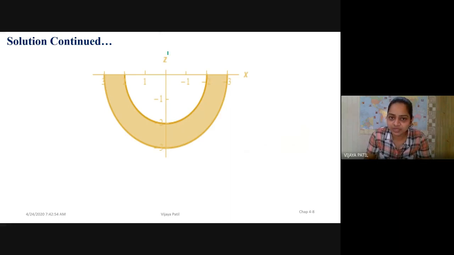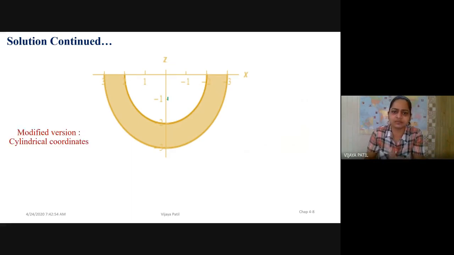Now one thing you can observe here: instead of y, I have got a z, because this is the xz plane. Normally we are always dealing with x and y. But here, in this example, it is a modified version, where the role of the y axis has been replaced by z. So this is 2 units, this is 3 units, and this is the x, and this is the z here, and we want to find this integration using the double integral.